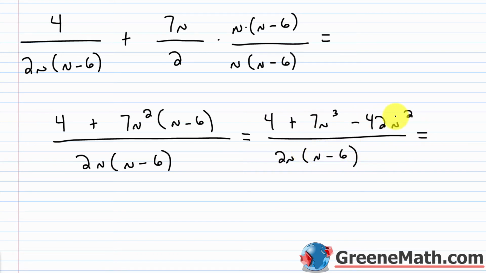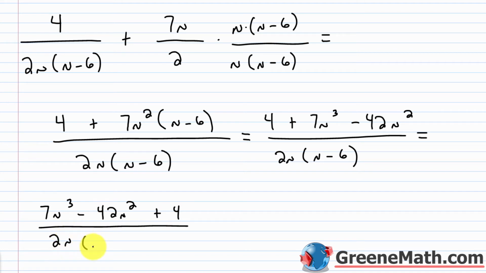So this isn't going to be something we can factor in the numerator, but I can reorder it, put that polynomial in standard form. We'll write 7n cubed minus 42n squared. Let me kind of make that a little better. And then lastly, plus 4. Then all over 2n times the quantity n minus 6. Again, I leave this in factored form in the denominator just to show that nothing is going to cancel.